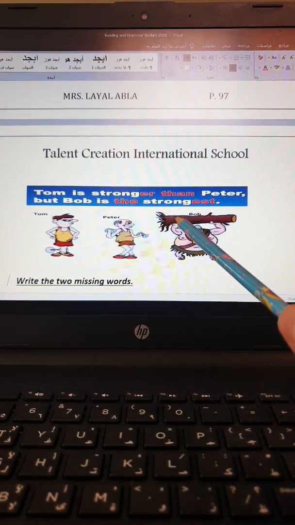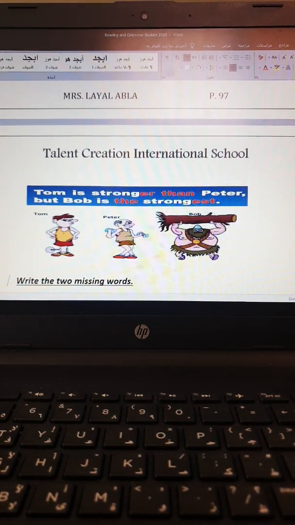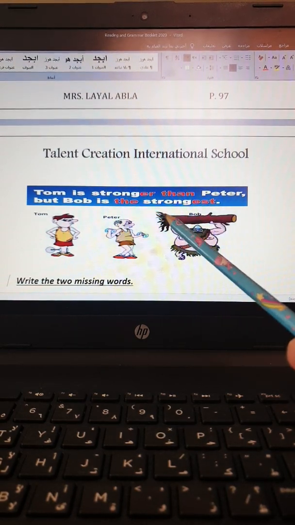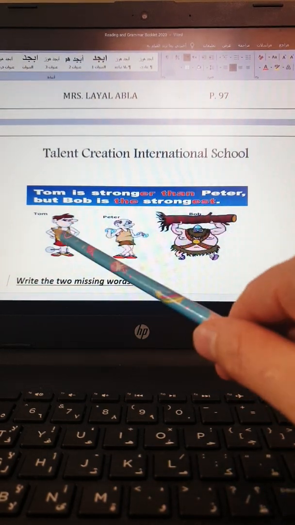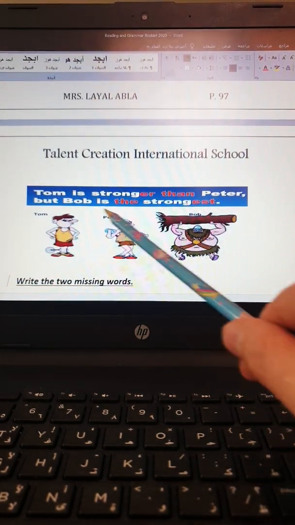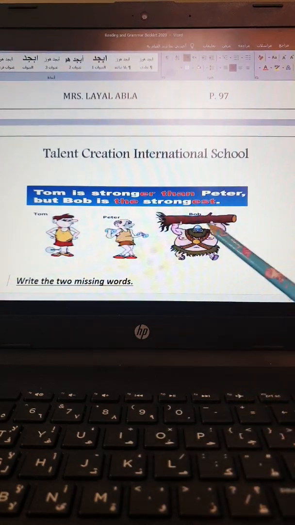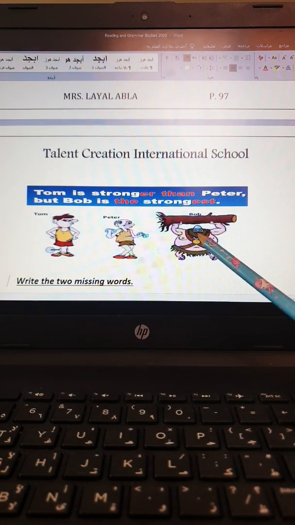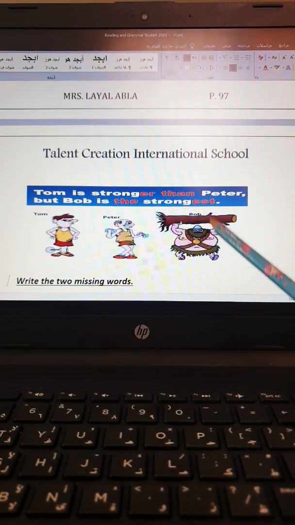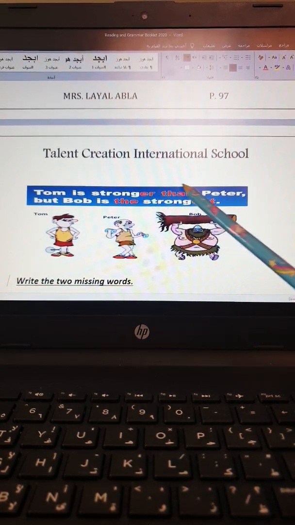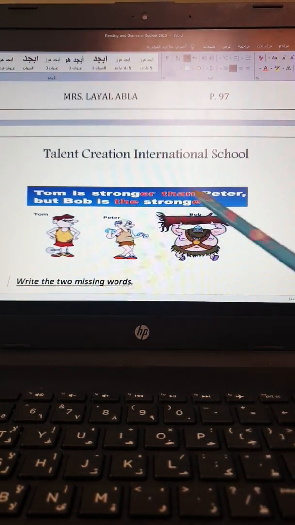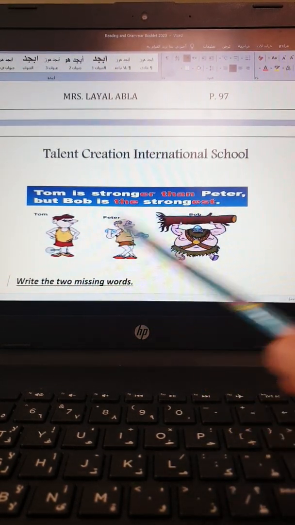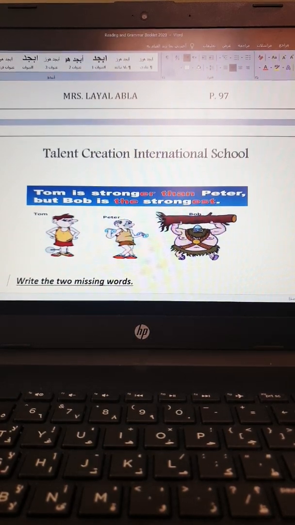We have the base word with est. Here we are comparing between the three, Tom, Peter, and Bob. So Tom is strong, but Peter is stronger than Tom. But who's the strongest one? Bob. So Bob is the strongest one. So we add er to compare between two. We add the and est to compare between three or more.